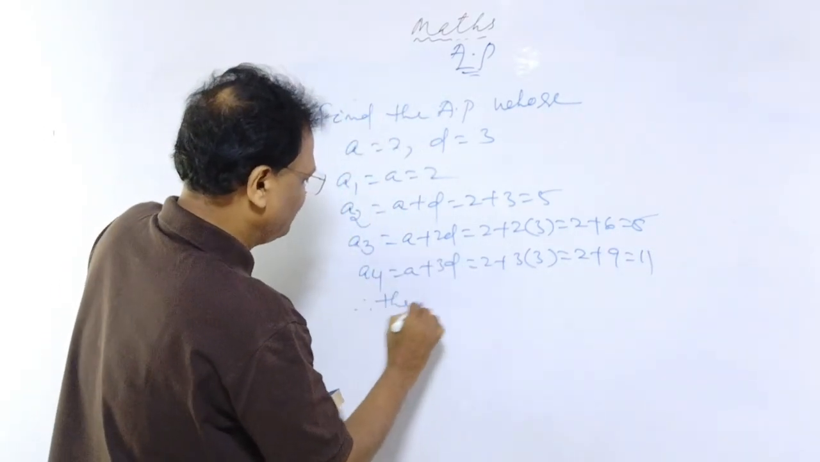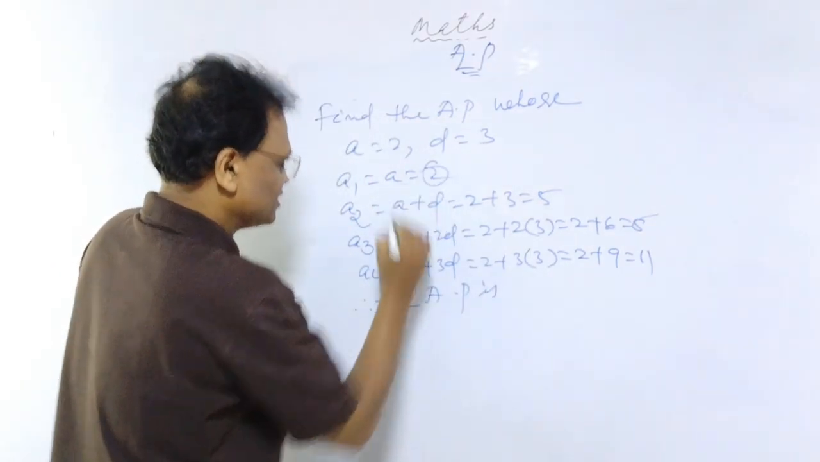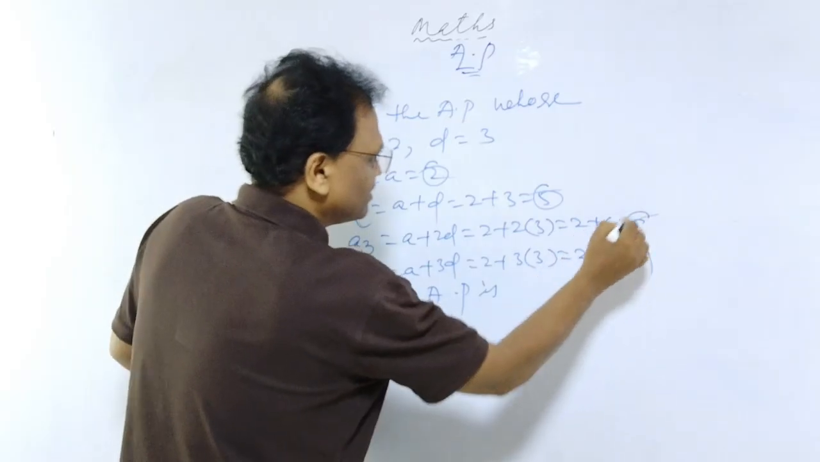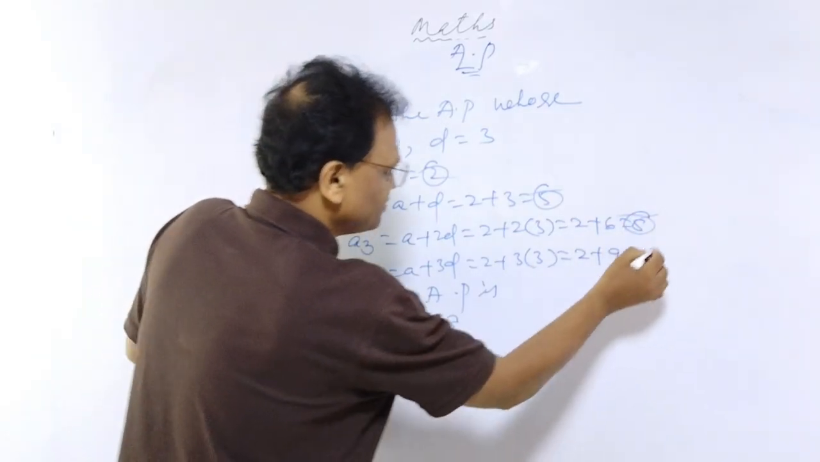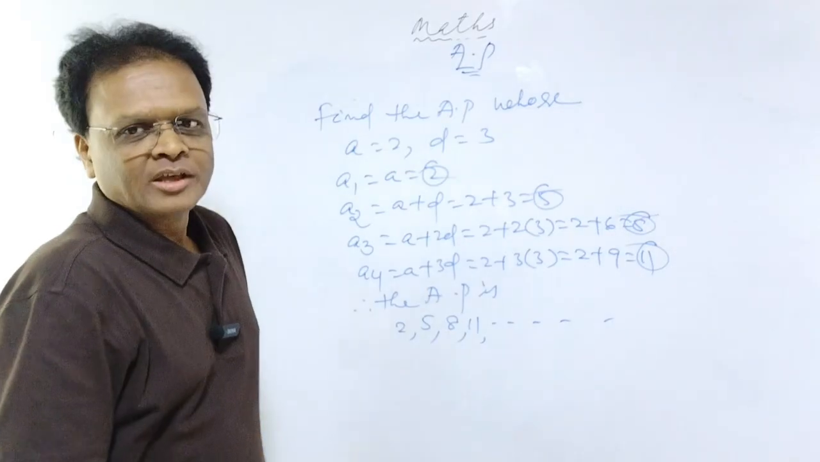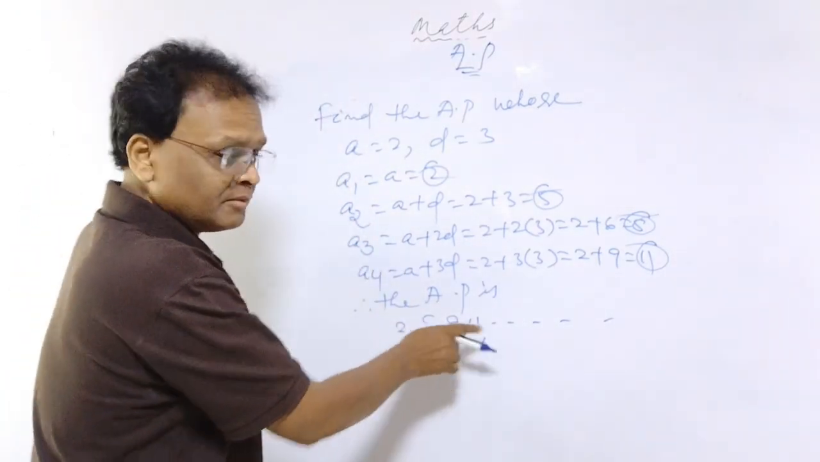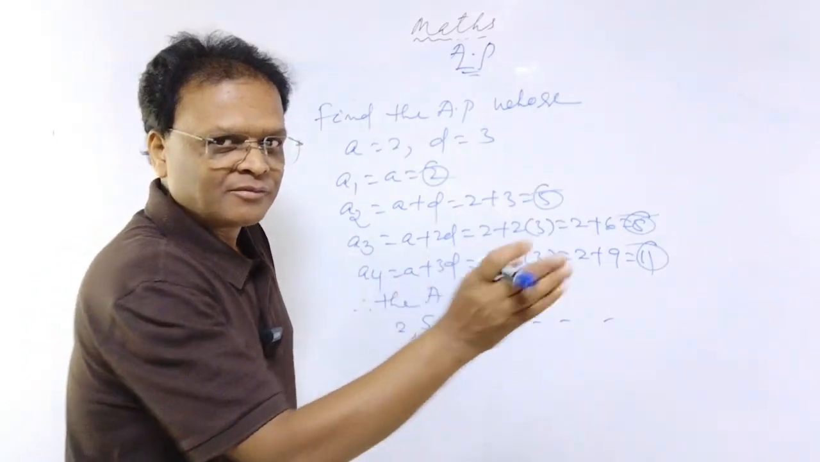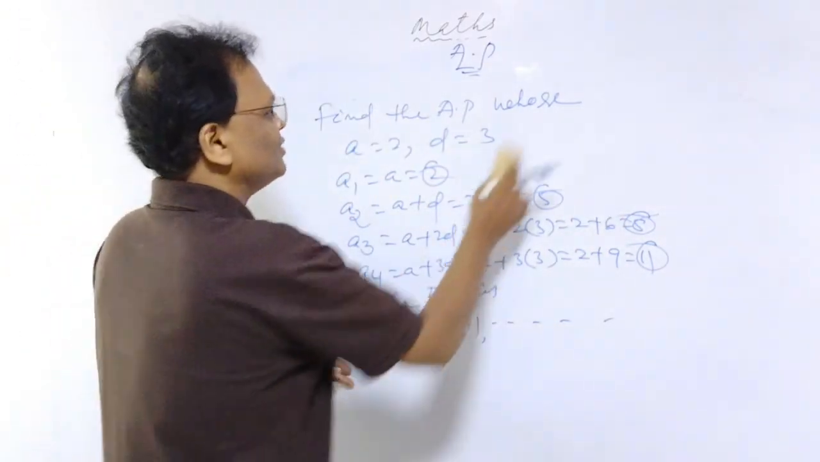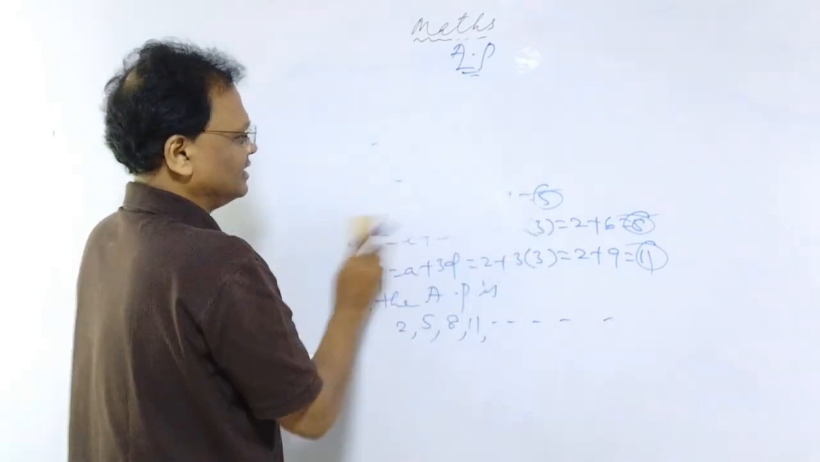Therefore, what is my AP? The first term is 2, the second term is 5, the third term is 8, the fourth term is 11, and so on. So I got the AP. I think you got it. Find the AP means what? First, second, third, fourth, all the terms you have to write. That is your AP. Now let's discuss the next question.